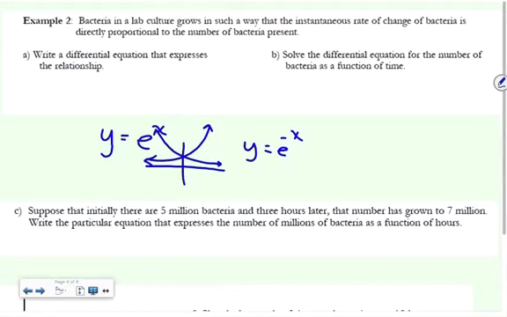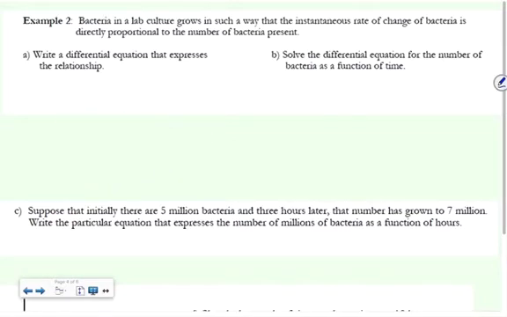Okay, so that k value tells us whether it's growth or decay. All right, so let's try this next one. Bacteria in a lab. A culture grows in a way that the instantaneous rate of change, that still means what? The derivative, right? The instantaneous rate of change of bacteria is directly proportional to the number of bacteria present.